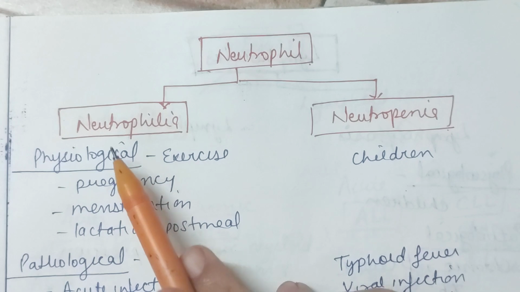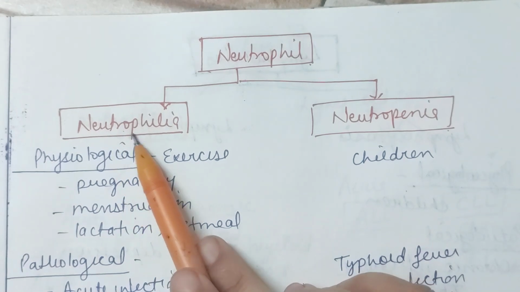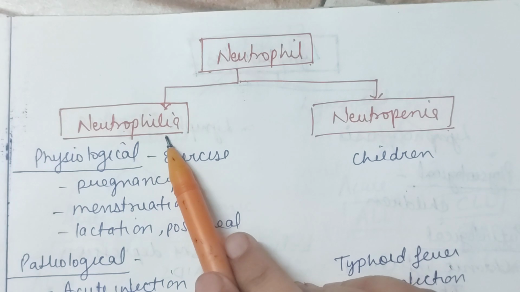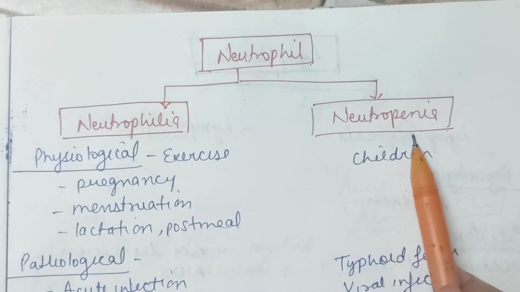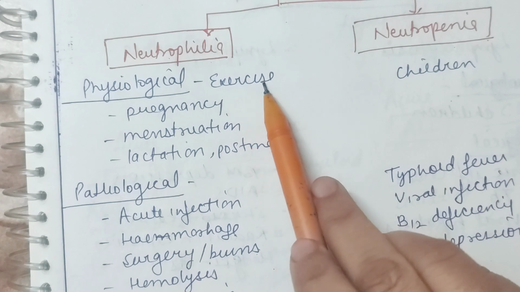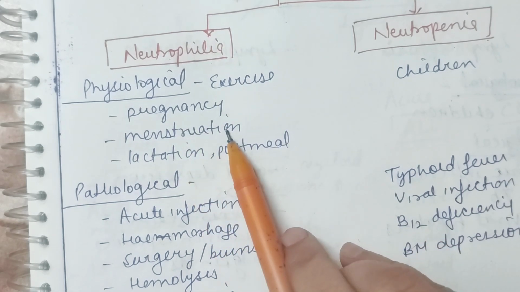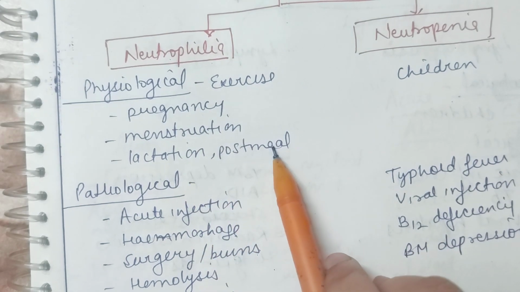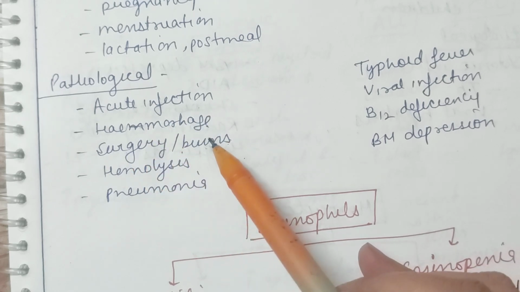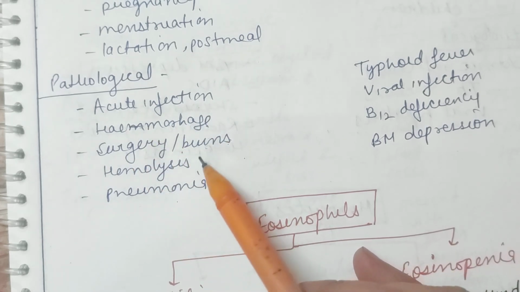If neutrophil is increased, it's not neutrophil cytosis or something like that, it's neutrophilia. And the penia is the same, neutropenia. Fine. So neutrophilia can be physiological during exercise, pregnancy, menstruation, lactation or post-meal, right? Pathologically it occurs in acute infection, hemorrhage, surgery, burns, hemolysis and pneumonia. So there can be neutrophilia in these conditions.